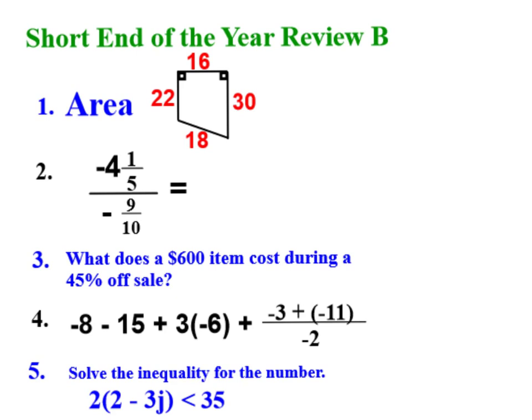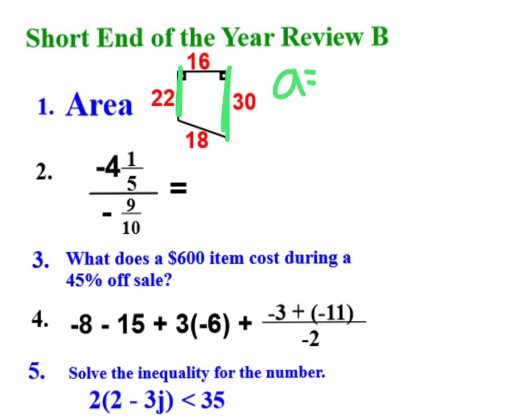This is short end of the year review B. Number 1 says find the area of that shape, and that shape is obviously a trapezoid. You know it's a trapezoid because it has two parallel sides and a set that's not parallel. So those parallel sides are the bases of that trapezoid. Remember to find the area.